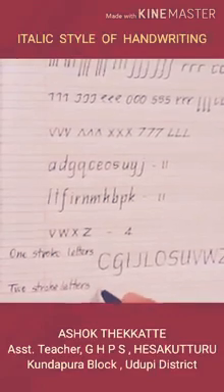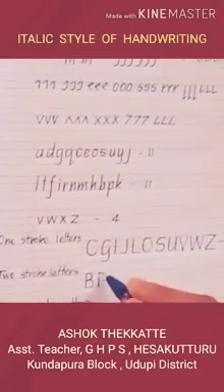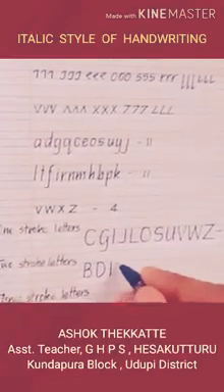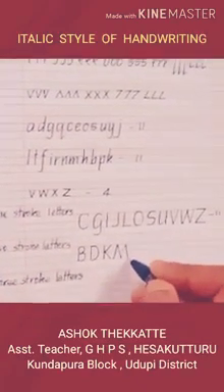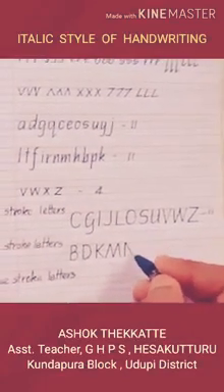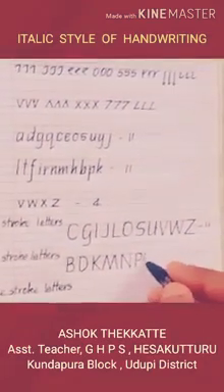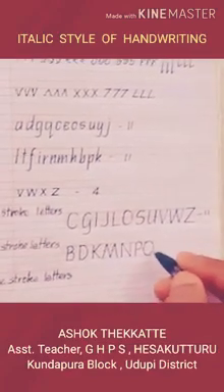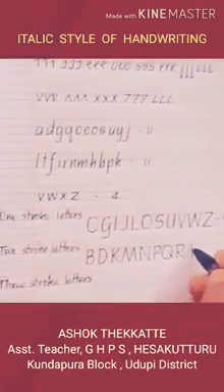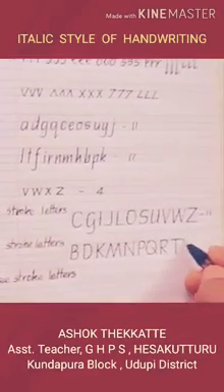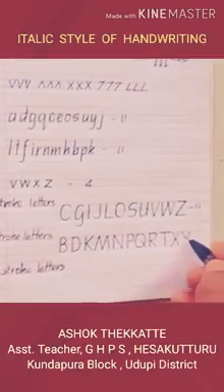Now it is 2-stroke letters. The first 2-stroke letter is B, D, K, M, N, P, Q, R, T, X, and Y. This is another set of 11 letters.